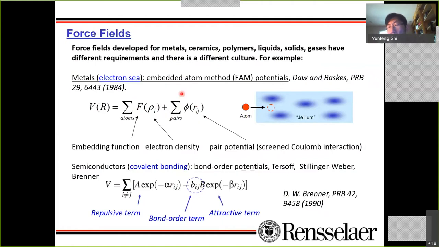So this is just a pair term. This term is called the embedded term. The rho i here is essentially, I'm going to loop over all my neighbors. Each neighbor will give me electron density. I'm going to sum it up. That will be rho i. And then F(rho i) is the embedding function, so that depends on rho i, and we have an embedding term right here. And this is summed up to be the potential energy for all the atoms, right? So essentially, this EAM potential is many-body.